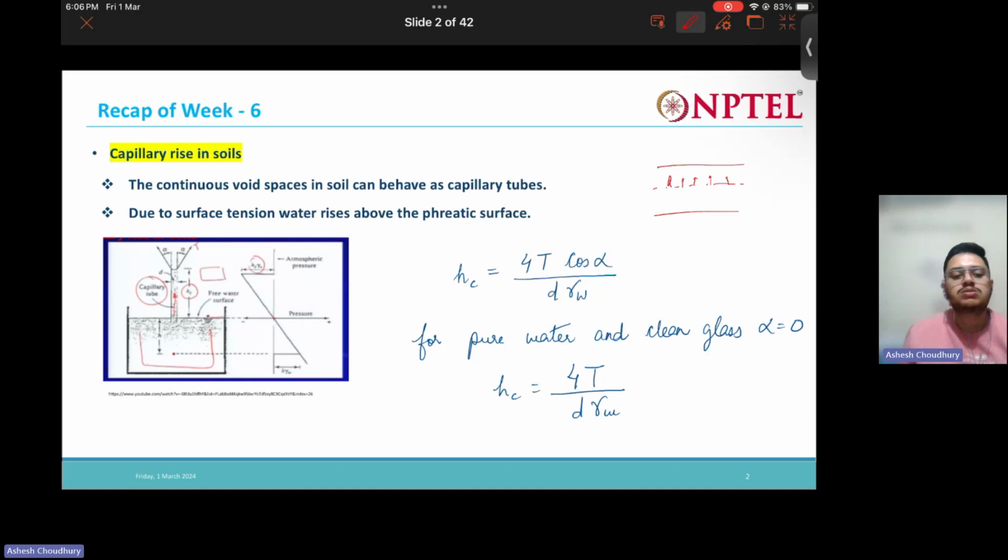If you remember, we had solved some problems where the capillary height, this Hc, was given, and in that region we saw that the pore water pressure is actually negative. That is, there is suction developing here, and due to that, the effective stress was increasing in this region. So this happens actually.